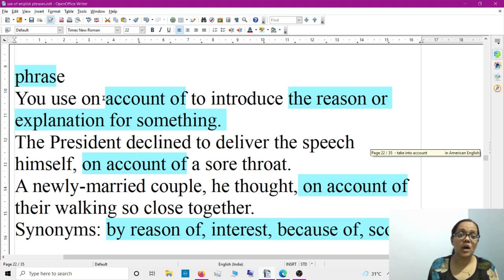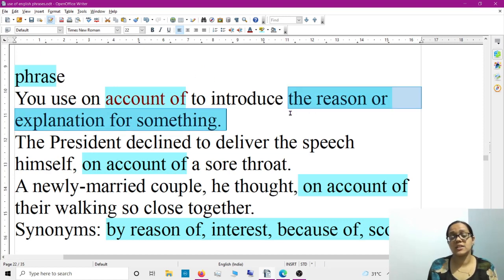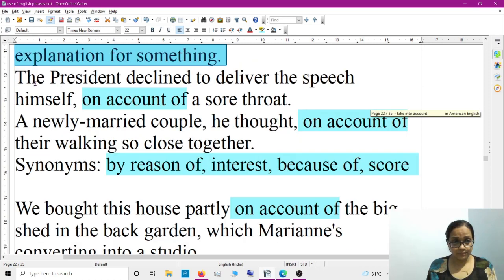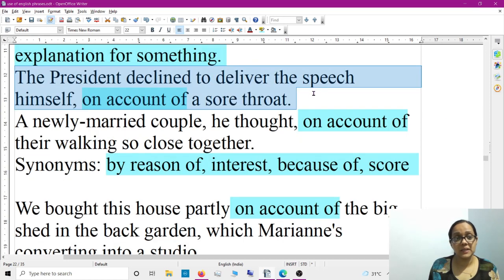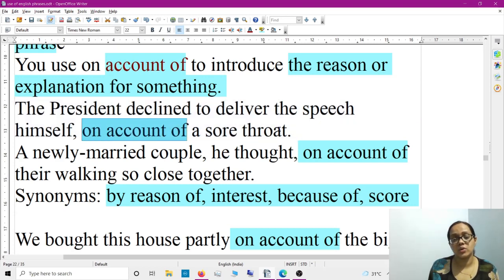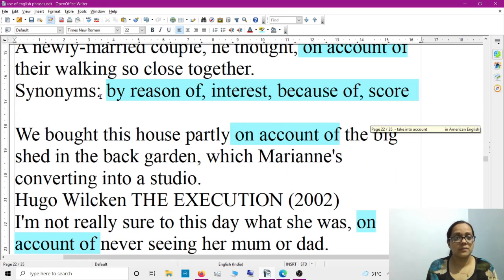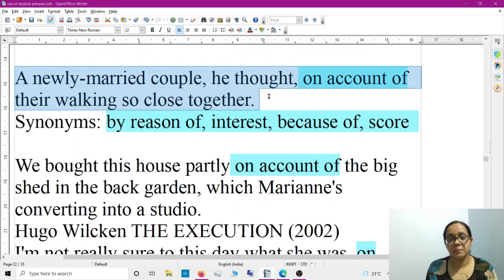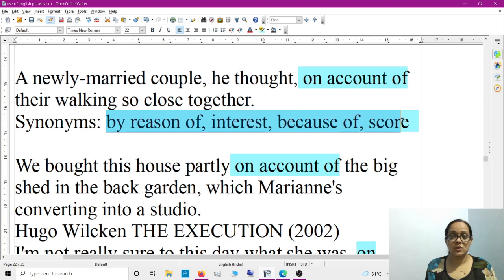Next phrase is "account of". It means the reason or explanation for something. The president declined to deliver the speech himself on account of a sore throat. On account of means the reason of a sore throat. A newly married couple, he thought, on account of their walking so close together. It means by reason of or because of.